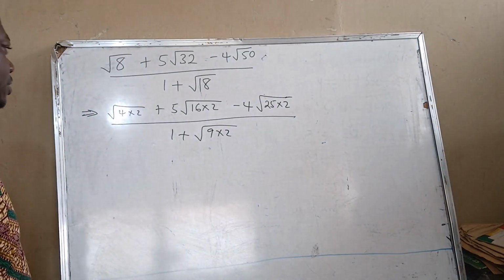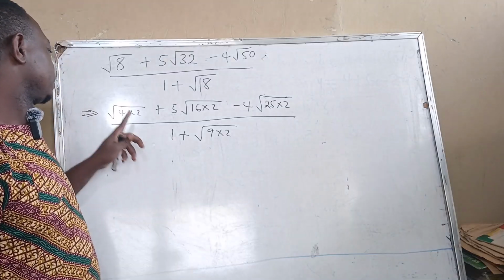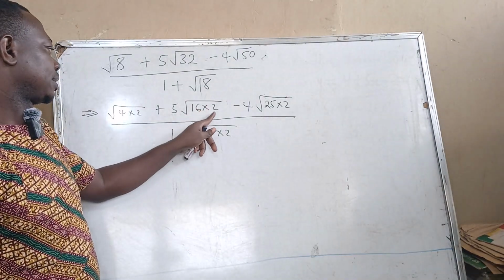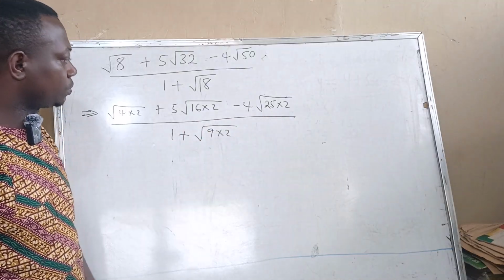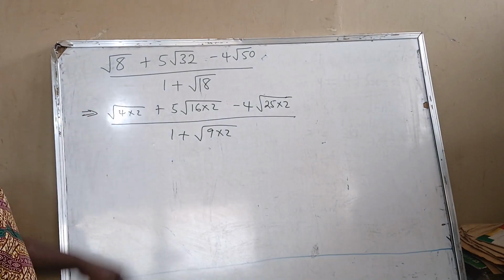Now, have you noticed something? We have 2, 2, 2, 2. It means we have a perfect square times 2, perfect square times 2, perfect square times 2, perfect square times 2. All right, so that is how these questions work.